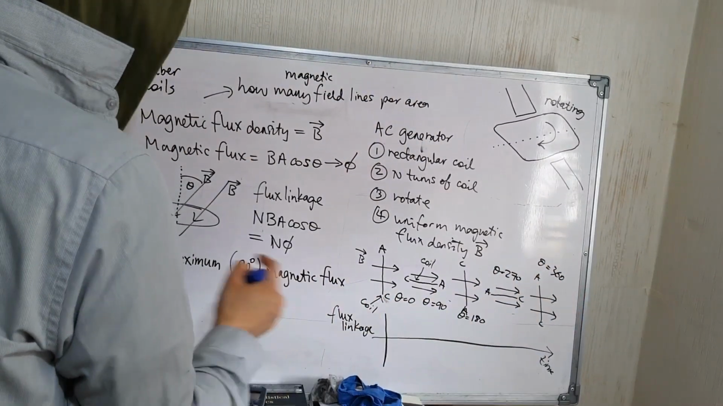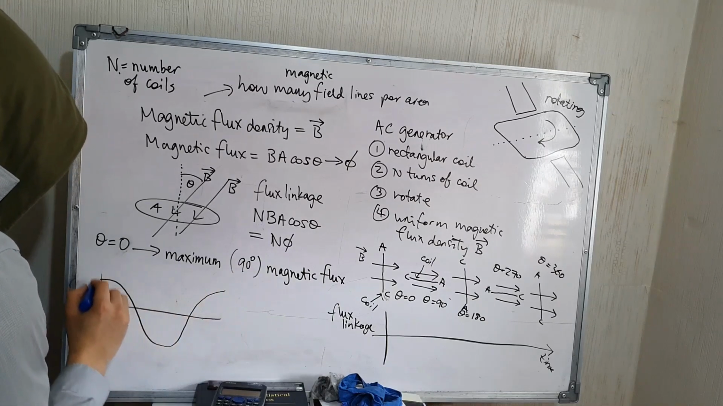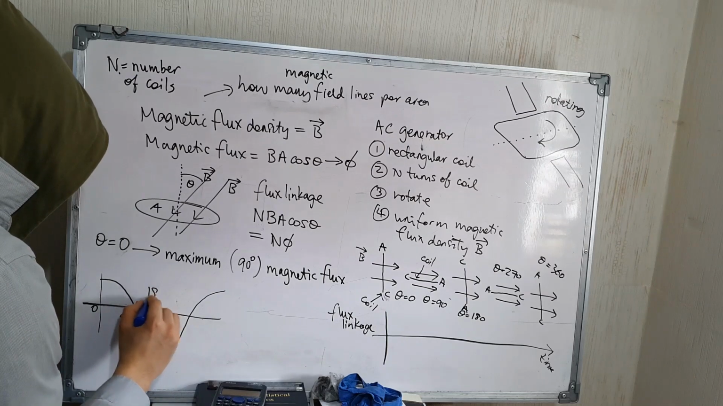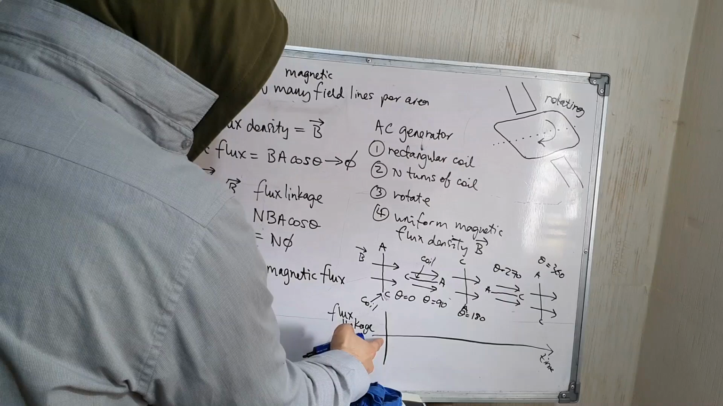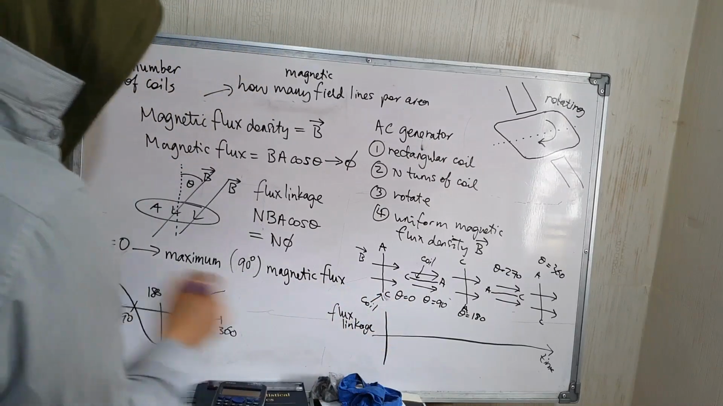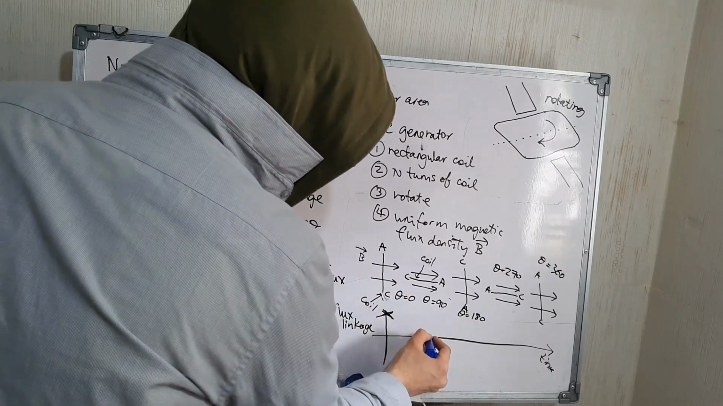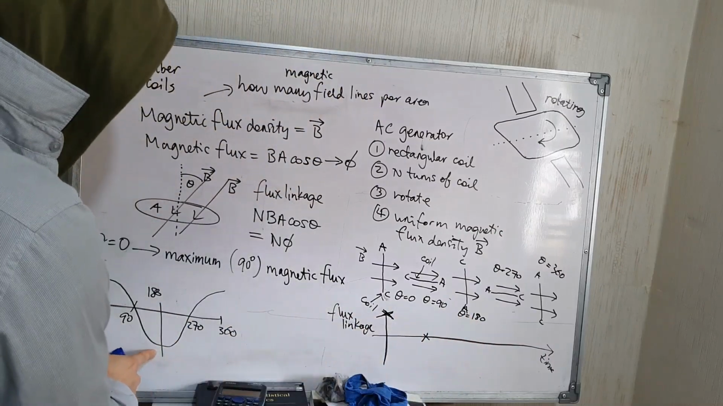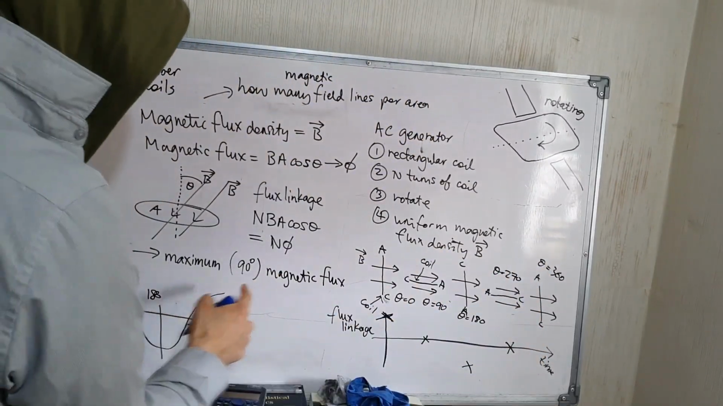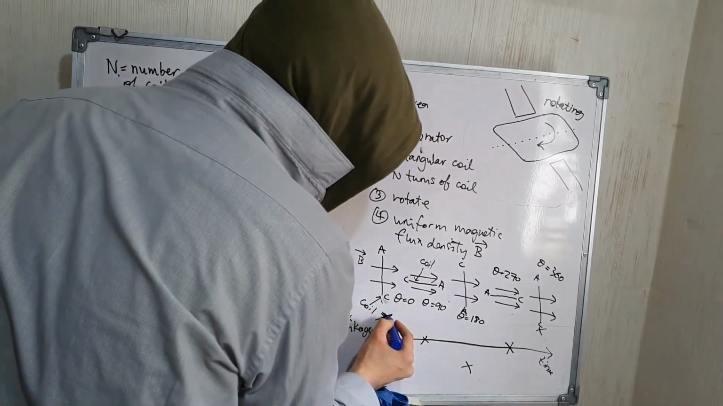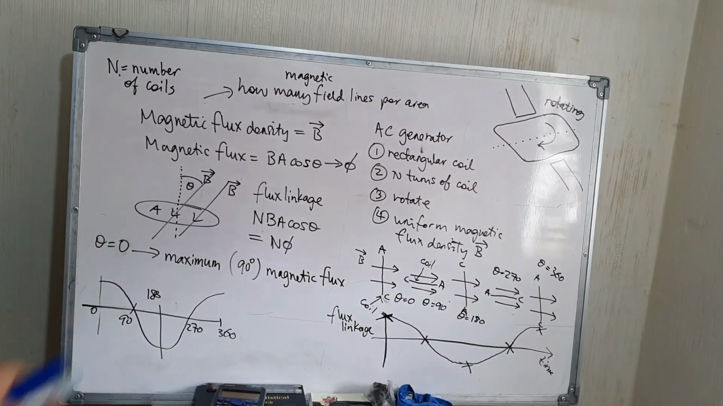Now, if you remember the cos graph, it starts here, and here is 0, 90, 180, 270, and that is 360. So when it's cos 0, it is maximum, so it has maximum flux linkage there. When theta is equal to 90, it is 0. When it is equal to 180, it is minus. When it's 270, it's equal to 0. And when it's 360, it is equal to the maximum. So it is just like the cos graph.